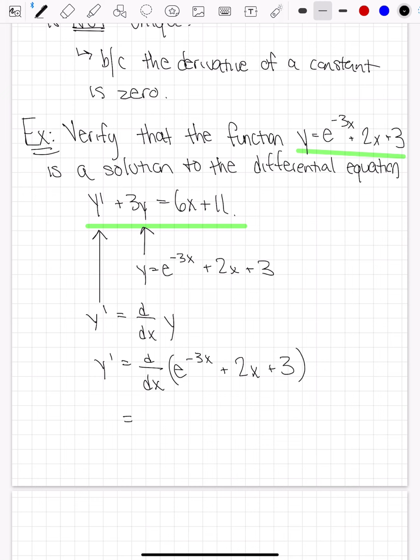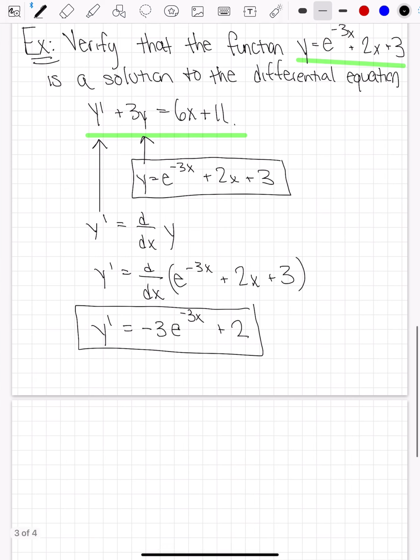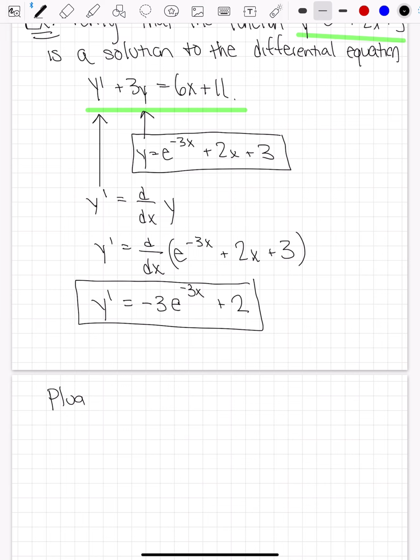Right, so remember that we can use the chain rule here. The derivative of the inside is negative 3, and the derivative of the outside is just e to the x, with the inside plugged back in, so e to the negative 3x again. Then the derivative of 2x is just 2. So now we have our y and our y prime to plug into the differential equation. So plug y and y prime into the differential equation.